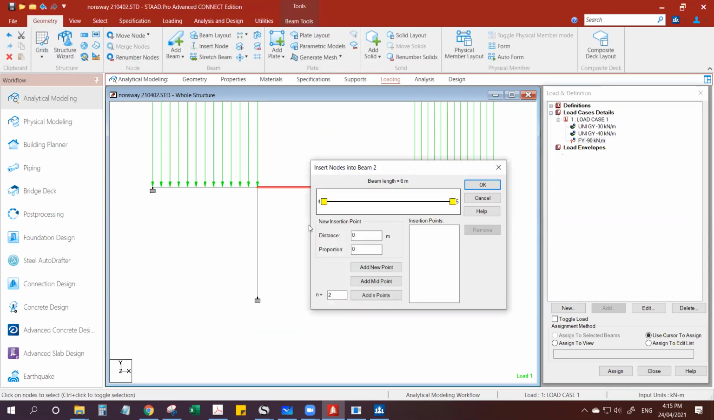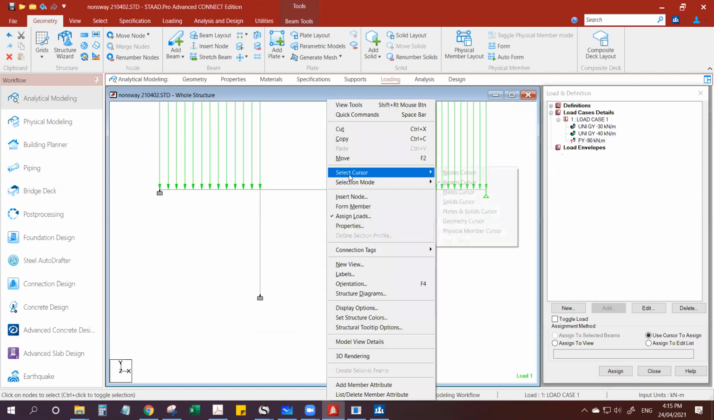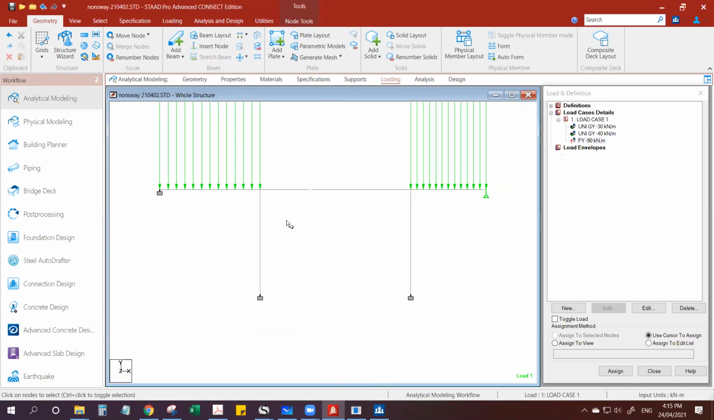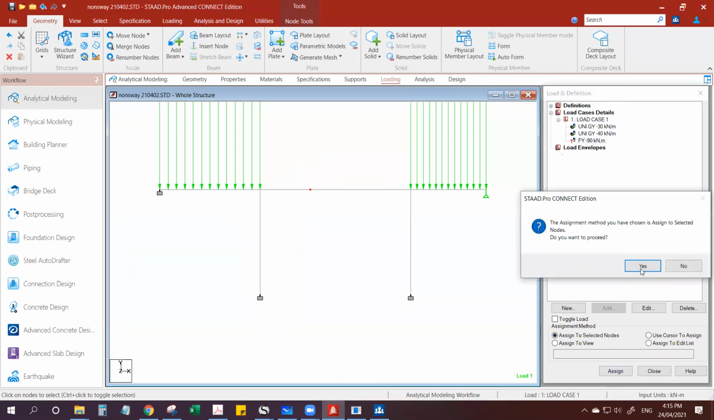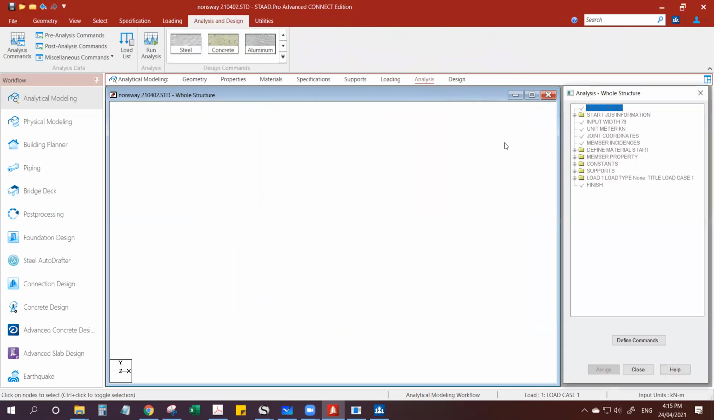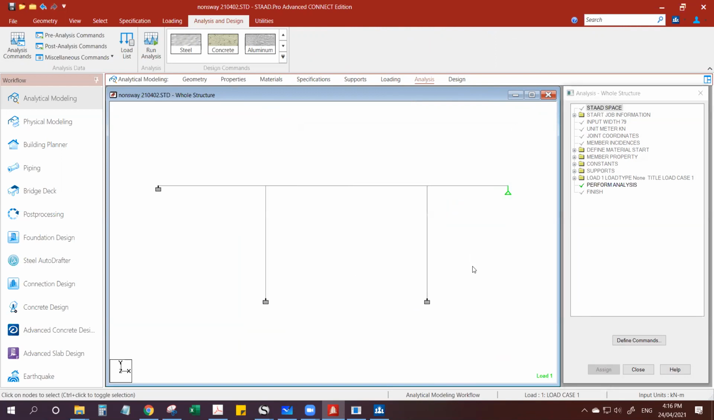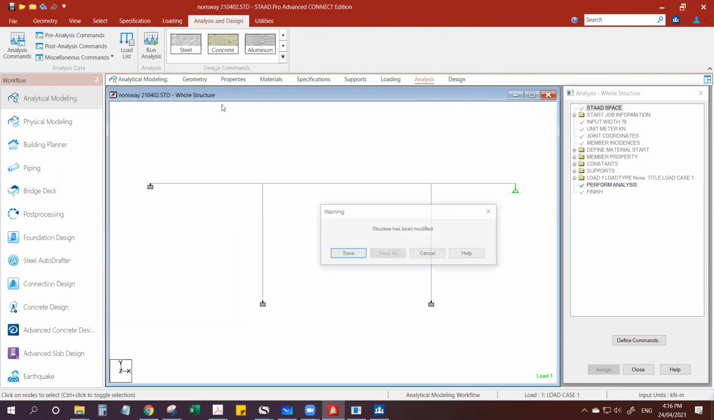Geometry, insert node. Distance of 2, add new point. Then change cursor to nodal. Analysis. Analysis commands, add, and close. Did we miss something before we run? Okay, run, save.